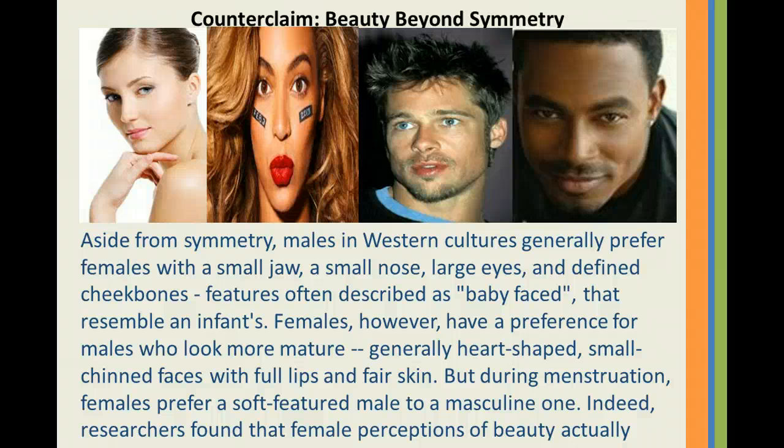Aside from symmetry, males in Western cultures generally prefer females with a small jaw, small nose, large eyes, and defined cheekbones, features often described as baby face that resemble an infant's. Females, however, have a preference for males who look more mature, generally heart-shaped, small chin faces with full lips and fair skin. But during menstruation, females prefer a soft-featured male to a muscular one. Indeed, researchers found that female perceptions of beauty actually change throughout the month.